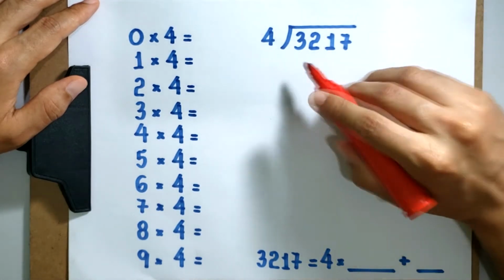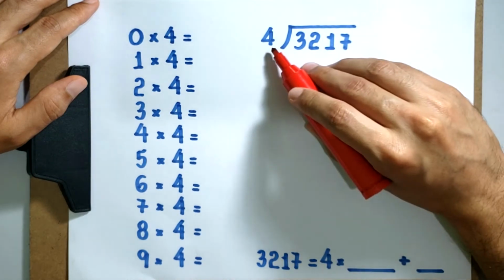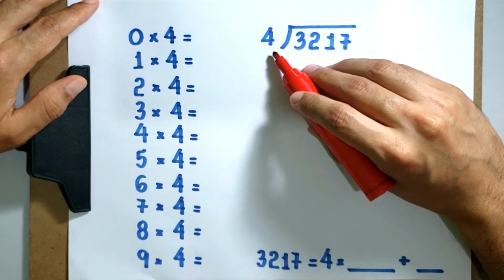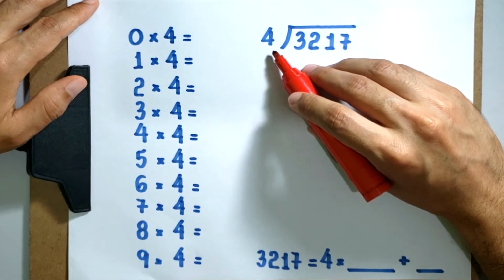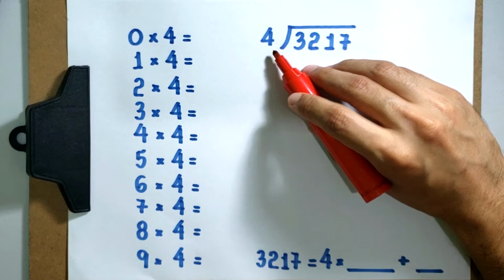Here we have 3,217 and we want to divide it into 4 equal parts. Before we start, it's good to have in mind the multiplication table of 4. So let's write it down.